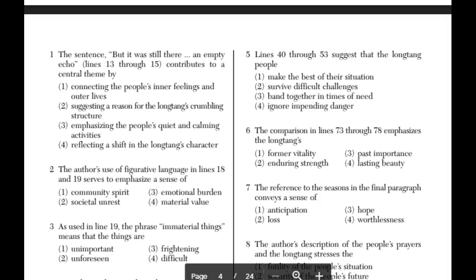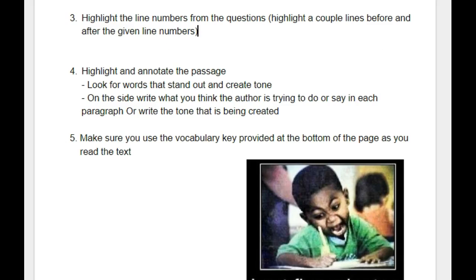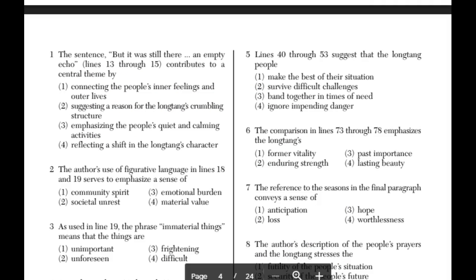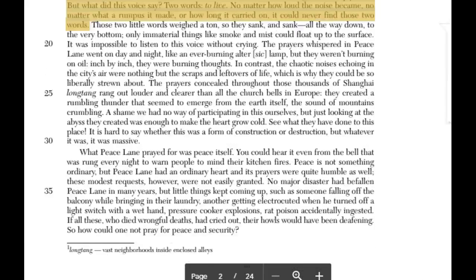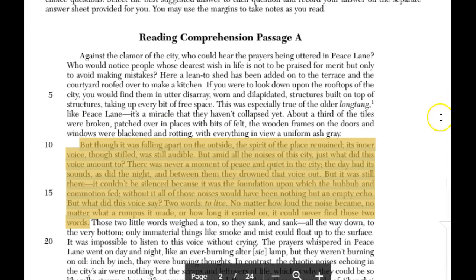The next thing I would do is look at the questions that you're being asked, and it often tells you what line numbers it's asking a question about. So before I even read, I would go to the passage. This says line 13 through 15. So I would go to the passage and I would highlight those lines, and I normally highlight a couple lines above 13 and a couple lines below 13.